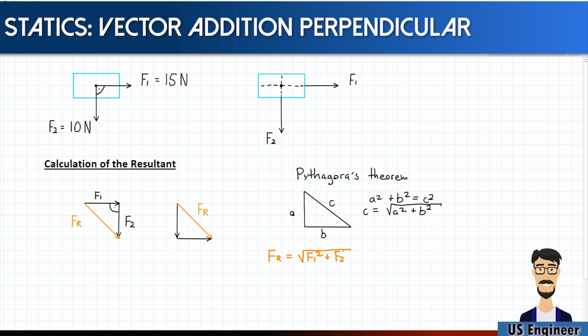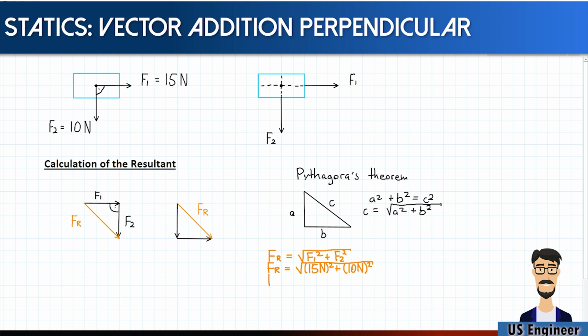Sorry, I've missed a square here. And all we need to do now is simply plug the values into F1 and F2. So, let's go ahead and do that. FR is equal to the square root of, now F1 is 15 Newton. And remember, you need to square both the number and the unit, plus 10 Newton squared.